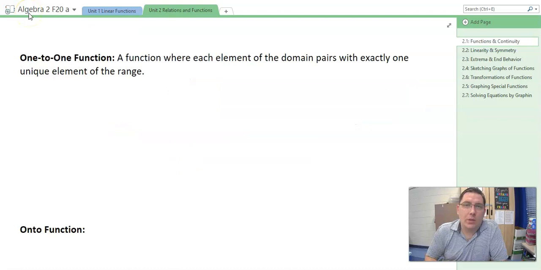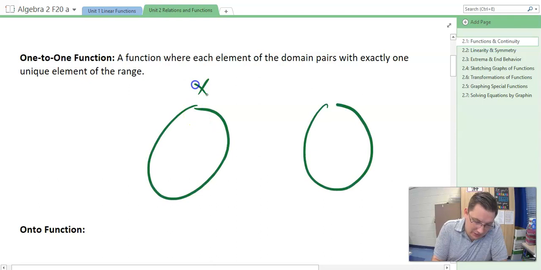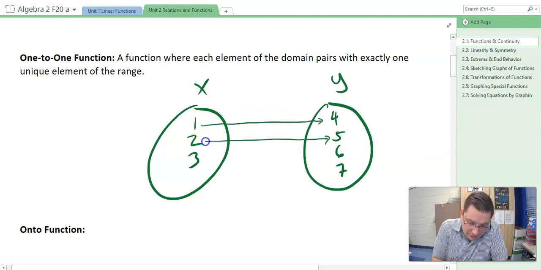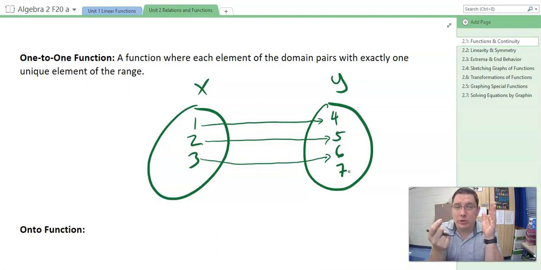So our first definition here is a one-to-one function. A one-to-one function is a function where each element of the domain pairs with exactly one unique element of the range. And so we'll use a mapping diagram to see what this looks like. Let's say I've got 1, 2, and 3 here, and then I've got 4, 5, 6, and 7 in the y's. And so 1 pairs to 4, and 2 pairs to 5, and 3 pairs to 6. To be one-to-one, every element of the domain has to have only one unique element of the range. So this is good, right?